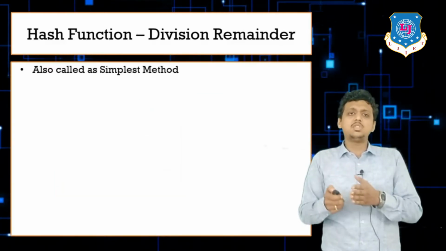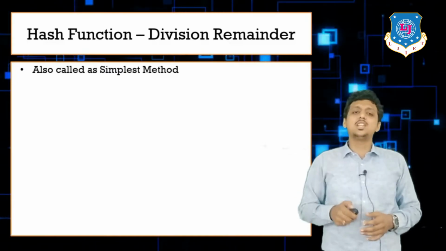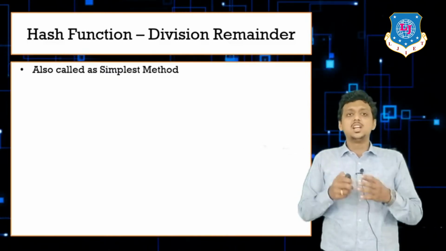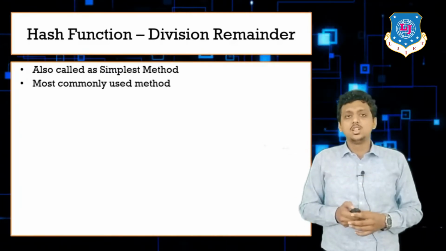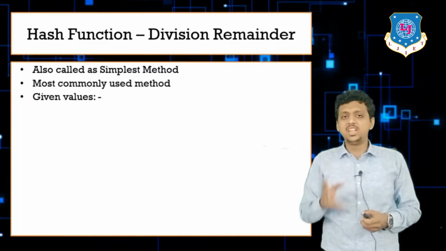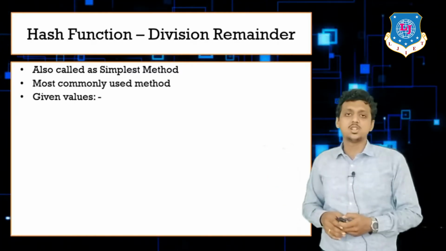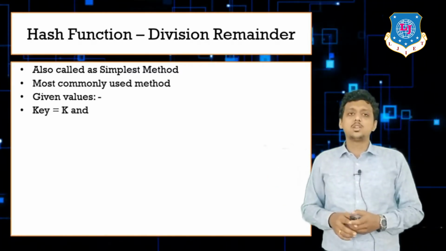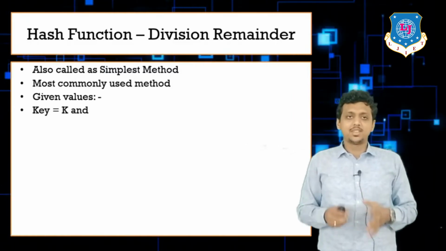The method which we have just recently seen is known as the division remainder method. It is also known as the simplest method or the most common method that we use to find out the hash values. Suppose the given value is key k.